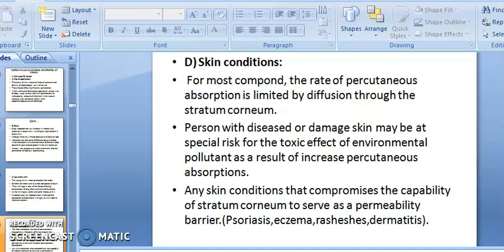If a patient has damaged skin, a disease condition, or exposure to environmental chemicals or pollutants, it leads to an increase in percutaneous absorption. Any skin condition that compromises the capability of the stratum corneum to serve as a permeability barrier, depending upon the disease condition, such as psoriasis, eczema, rashes and dermatitis, affects skin structure and may affect drug penetration.